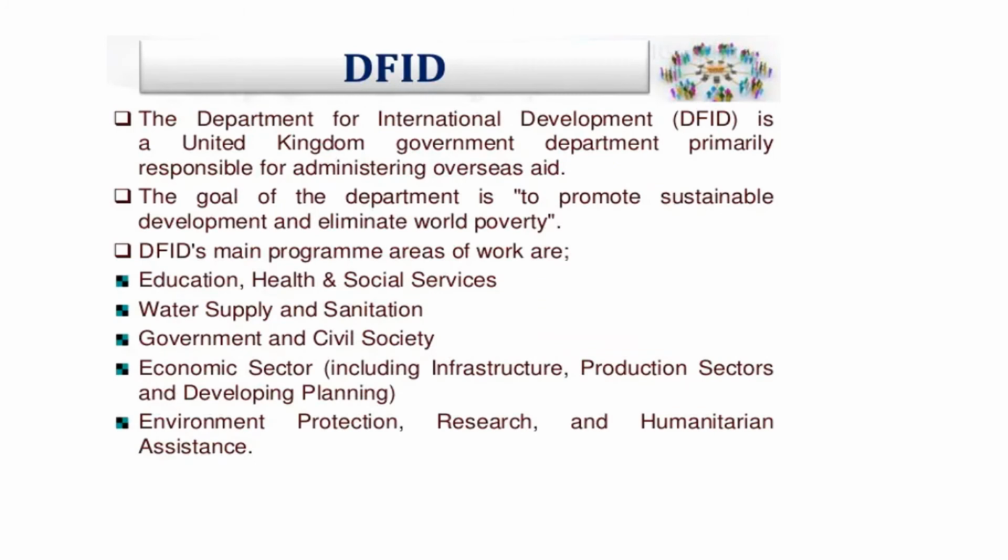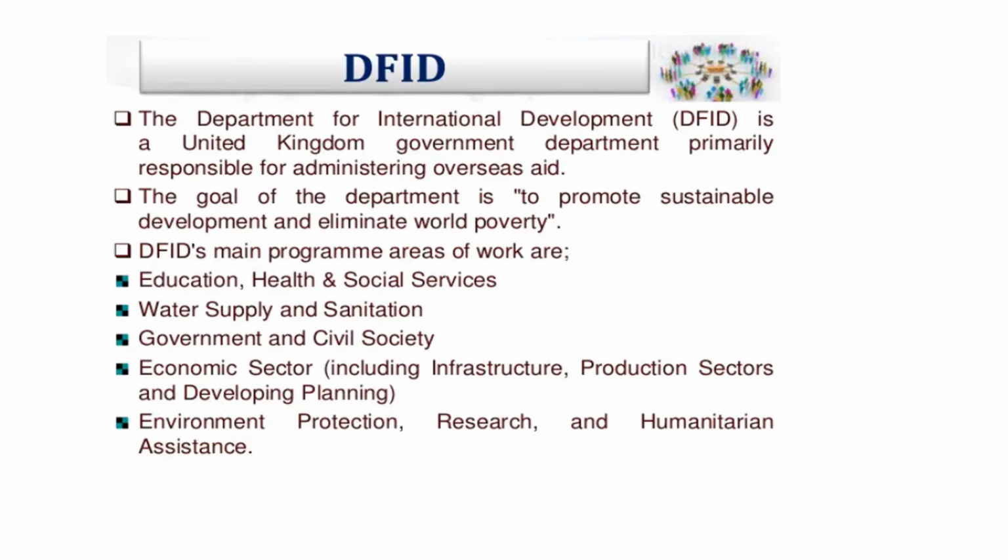Then next is the Department for International Development, which is DFID. It is a United Kingdom government department primarily responsible for administering overseas aid. The goal of the department is to promote sustainable development and eliminate the world's poverty. DFID's main program areas of work are education, health and social services, water supply and sanitation, government and civil society, the economic sector including infrastructure, production sectors and development planning, environment protection, research and humanitarian assistance, right?